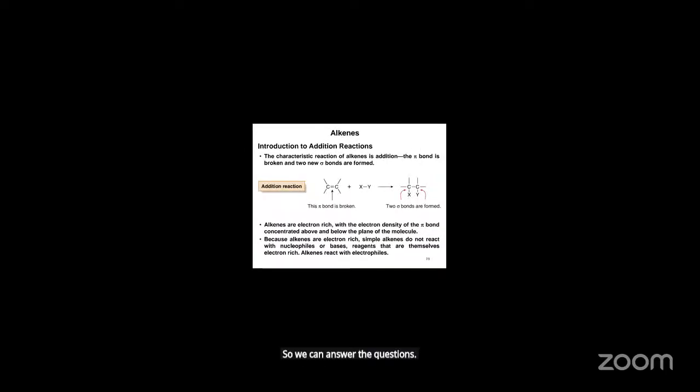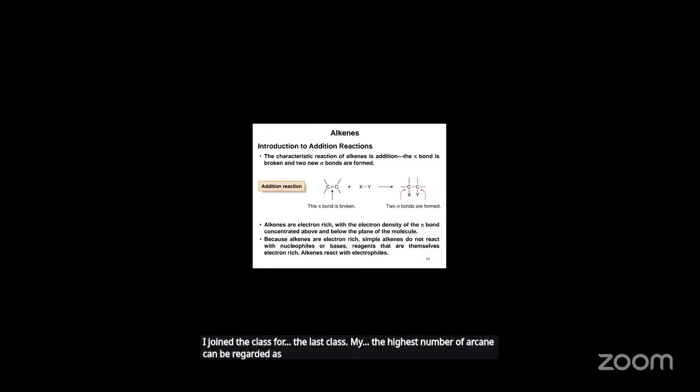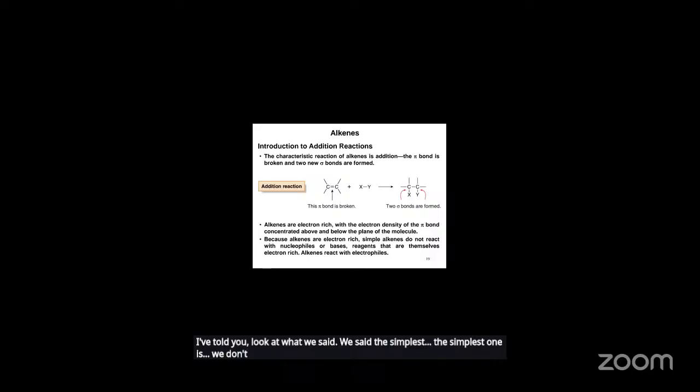I joined the class for the last class. The highest number of alkene can be regarded as monomer. Let me read your question. Well, what's the highest number? I've told you, look at what we said. We said the simplest one is, we don't need high, the simplest one is ethylene.